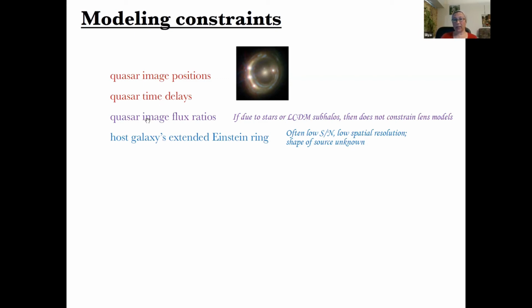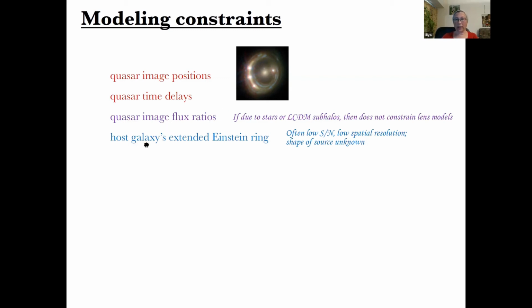But there are caveats that go with this, and that is that the flux ratios can be affected not just by the global mass distribution, which is what we need for H0, but also by very local effects in the lens, stars and lambda CDM subhalos. And these are not very useful. So usually flux ratios are either not used or used with caution when deriving H0.